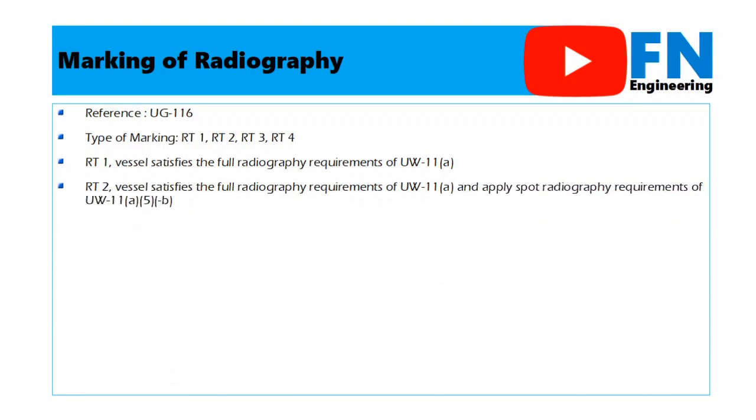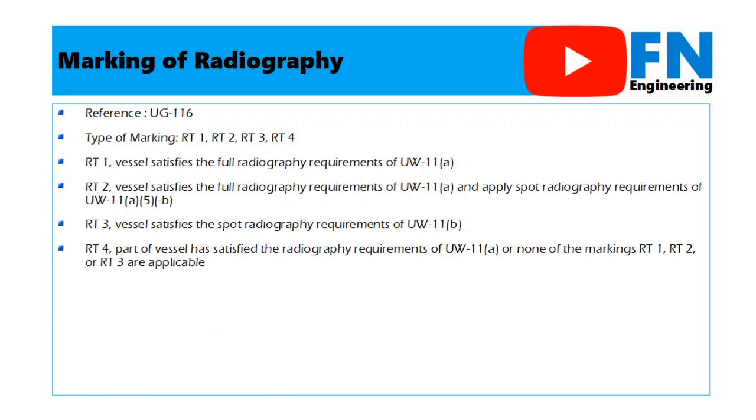Then, RT2. RT2 is a vessel that satisfies the full radiography requirement as per UW-11(a) and applies spot radiography requirements as per UW-11(a)(5)(b). Next, RT3. That is a vessel that satisfies the spot radiography requirements as per UW-11(b). The last is RT4, that is parts of the vessel that have satisfied the radiography requirements as per UW-11(a), or none of the markings RT1, RT2, or RT3 are applicable.